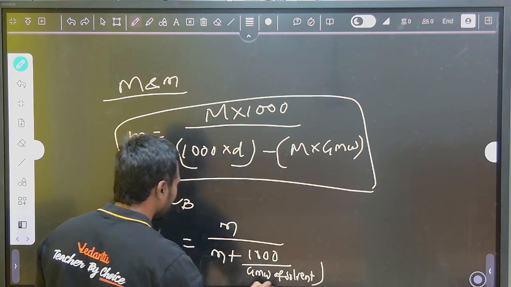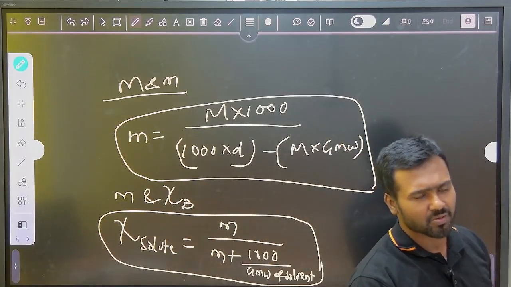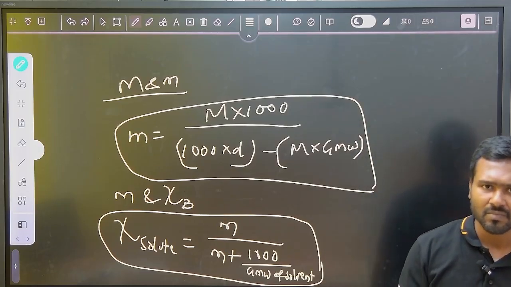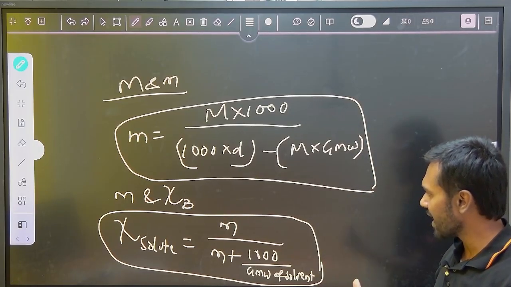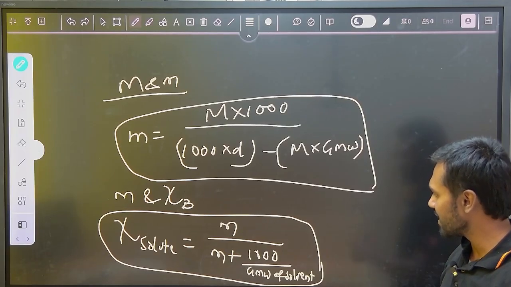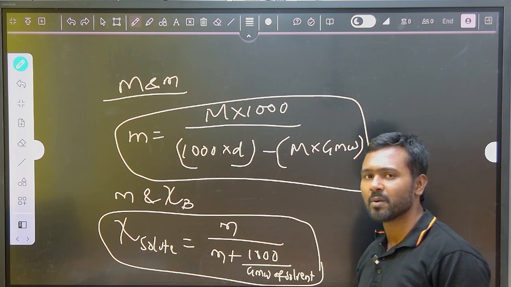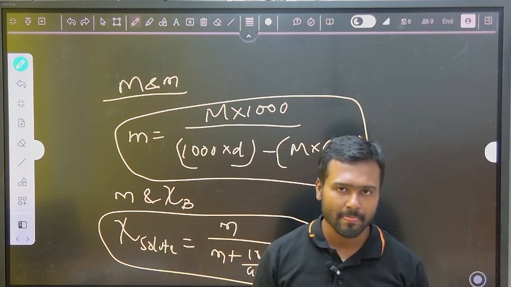So remember these formulas, because in NEET most of the time, 90 to 99%, they will give direct formula based questions only. So mole fraction of solute is equal to molality by molality plus 1000 by gram molecular weight of solvent. If it is water, then you take 1000 by 18, which is 55.55.